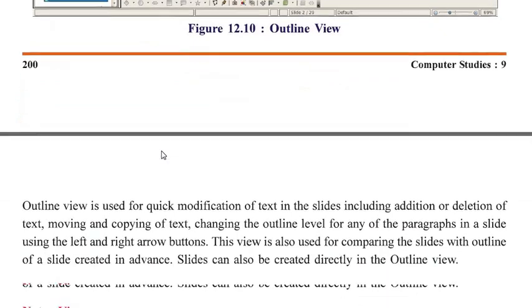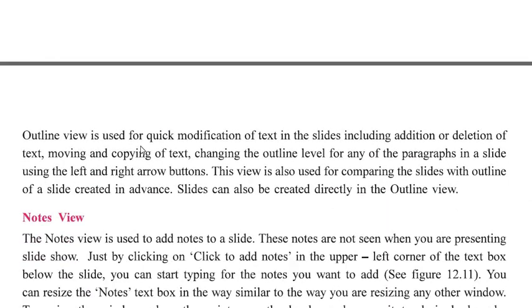Then outline view is used for quick modification of text in the slides, including addition or deletion of the text, moving and copying of the text, changing the outline level for any of the paragraphs in a slide using the left and right arrow button. This view is also used for comparing the slides with the outline of a slide created in advance.